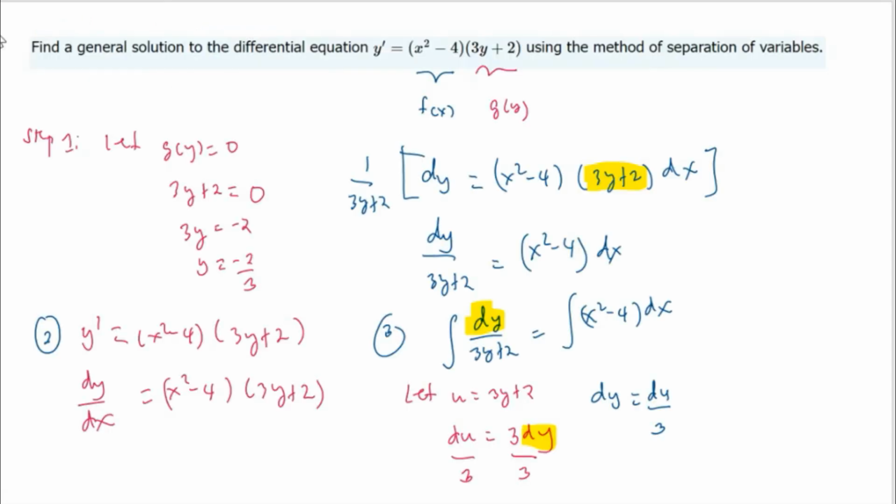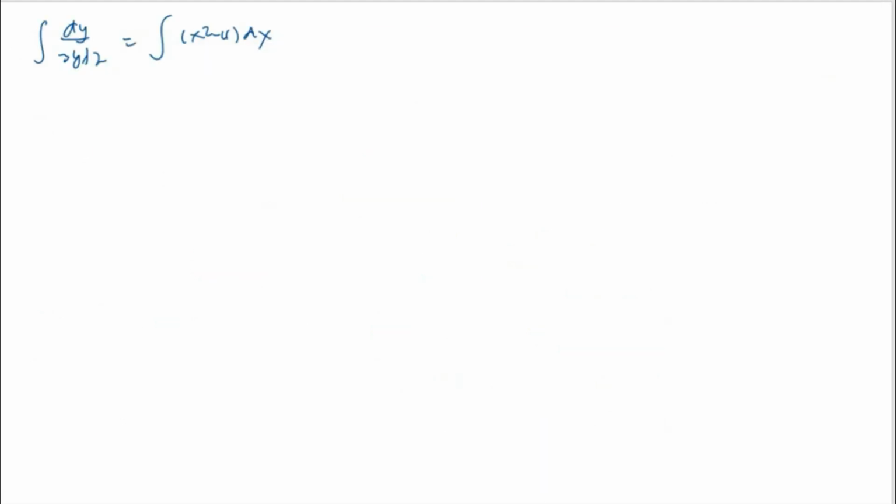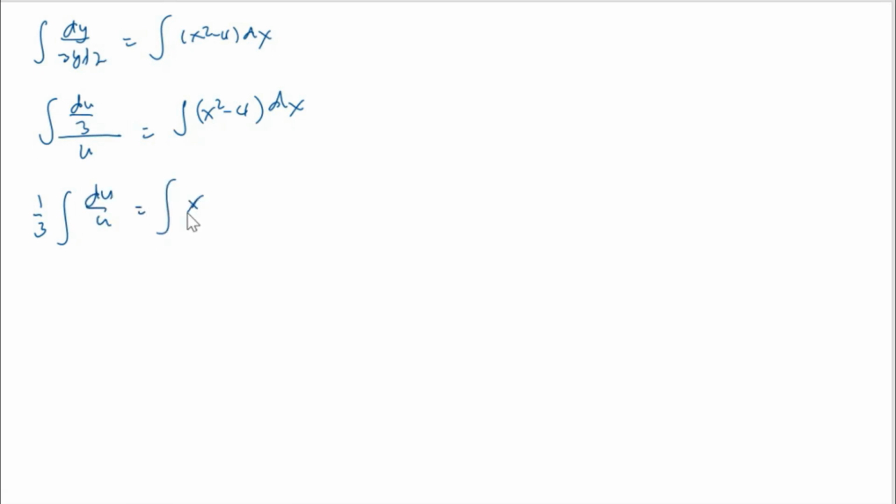So we know that dy can be replaced now by du over 3. So we have the integral of du over 3 all over u, since 3y plus 2 is our u, is equal to the integral of x squared minus 4 of dx. Simplifying the left hand side, we can write 1/3 times the integral of du over u is equal to the integral of x squared minus 4 dx. Now, we are going to integrate both sides. Therefore, this will become 1/3 ln of the absolute value of u is equal to x cubed over 3 minus 4x plus a constant.